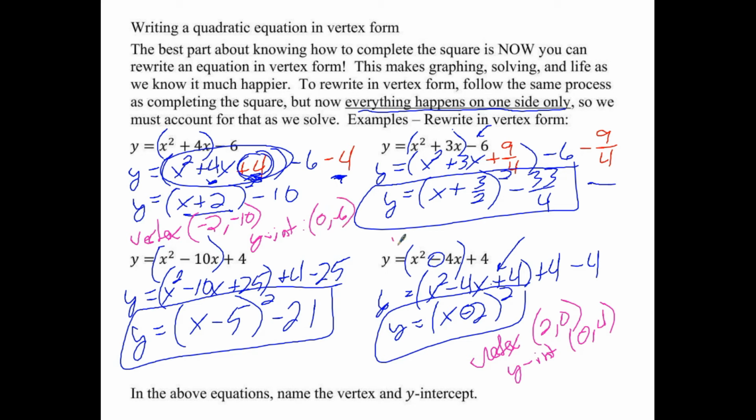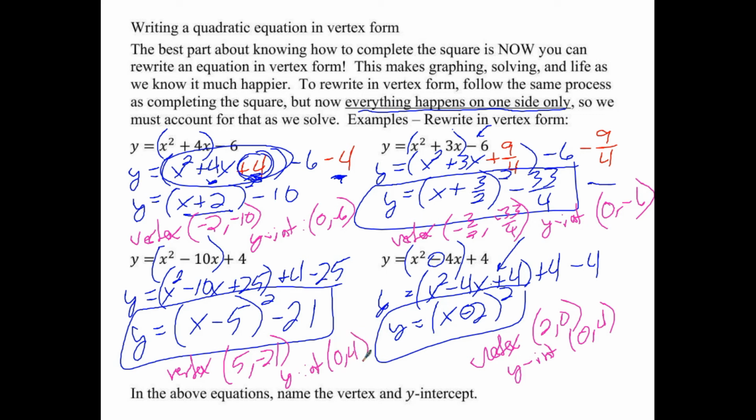How about the vertex for the second one? (3/2), (33/4). And the y-intercept? 0, -6. And how about the third one, vertex? 5, -21. And the y-intercept? 0, 4. You get the y-intercept from standard form. You get the vertex from vertex form.